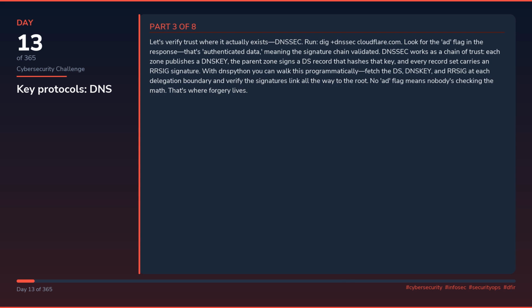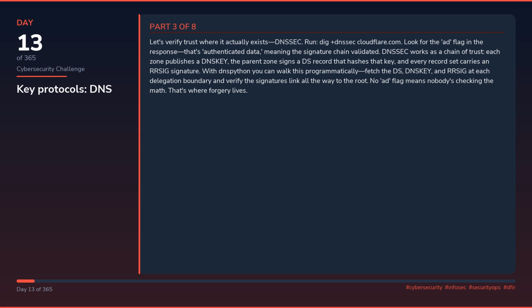DNSSEC. Run dig +dnssec cloudflare.com. Look for the ad flag in the response. That's authenticated data, meaning the signature chain validated. DNSSEC works as a chain of trust. Each zone publishes a DNSKEY, the parent zone signs a DS record that hashes that key, and every record set carries an RRSIG signature.